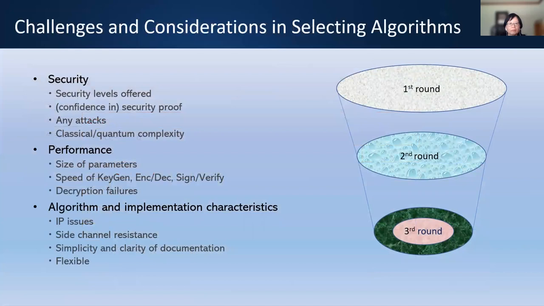In narrowing down from the first round to the second round and to the third round, NIST considered security, including classical security and quantum security. We also considered performance, the size of the parameters, like signature size, and the speed of key generation, encryption, decryption, and signature verification. And we considered other issues like IP issues, side channel resistance, and other characteristics for the narrowing down.